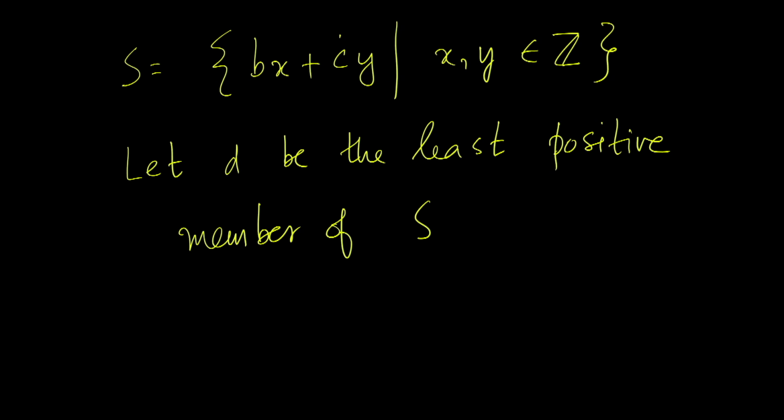Depending on the various choices for x and y, we have different values in S. We are picking out the least positive member of S. We call it D. Say D is Bx naught plus Cy naught. Every member of S is a linear combination of B and C for some choice of x and y. So D is also the same. So there is a choice of x and y, namely x naught and y naught, for which D is Bx naught plus Cy naught.